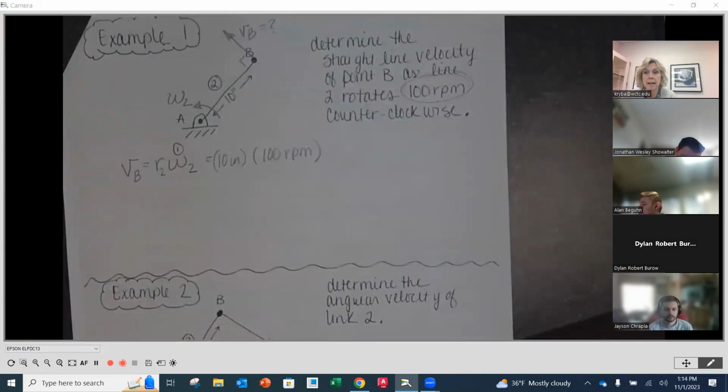So then we just multiply it out and we get our velocity of B, correct? No. Not correct. What did I do wrong here? Intentionally. I need to change the units for my W. They can't be in RPM, remember. In and out of this equation, they have to be in radians per second.